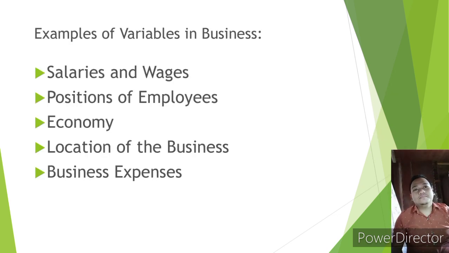Salaries and wages. First, it is a variable in business. Second is positions of employees. So, differences in positions of employees. Third is economy. So, differences in economy throughout the nations. Four, location of the businesses. So, it is a factor or a variable also in business. Next is business expenses. Okay, so those are examples of variables in businesses.